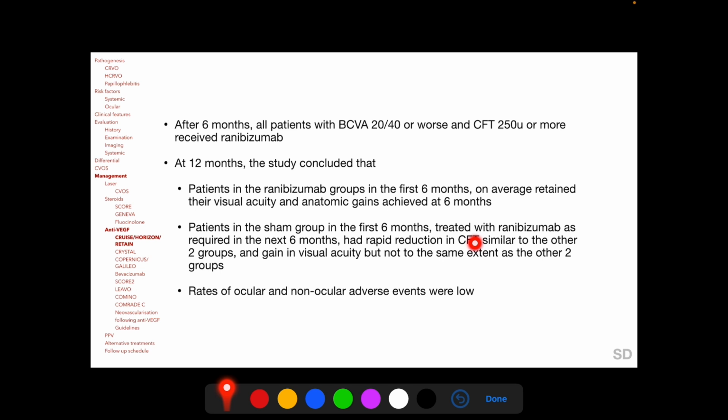reduction in central foveal thickness similar to the other two groups which received the 2 doses of ranibizumab in the first 6 months and also gained visual acuity, but the gain in visual acuity was not to the same extent as the other two groups. This implies that early initiation of treatment for macular edema induced by CRVO is recommended. Early initiation of treatment of macular edema due to CRVO results in better functional outcomes in the long term as compared to delayed initiation of treatment.